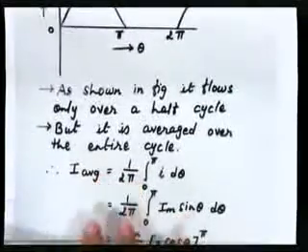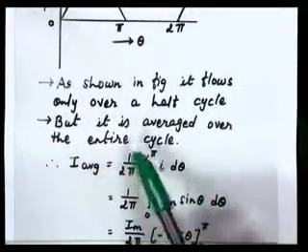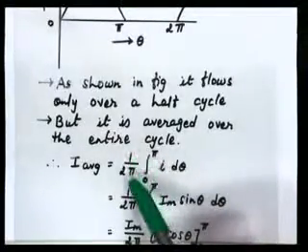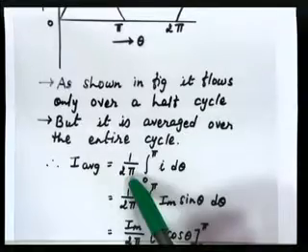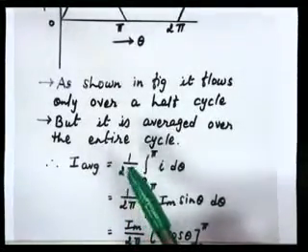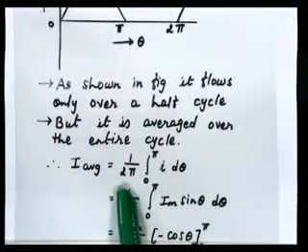So to find the I average, you have to use this equation. It is 1 upon 2 pi. In full wave we use 1 upon pi because we get an answer for both the positive and negative half cycles. So we consider only the positive half cycle for a full wave, but in half wave you have to consider a whole cycle.